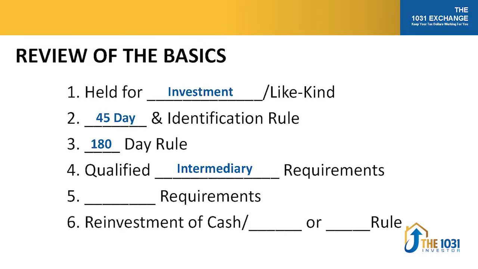Next to last, we've got the titling requirements, right? Same taxpayer, old property and new property. And then, of course, your reinvestment targets, which say purchase at least as much as you sell, use all of the cash in the next purchase or purchases, and you've completed a 1031 exchange. Seems simple. The devil's in the details, isn't it?